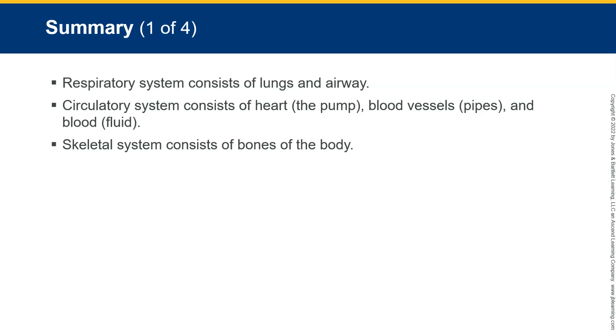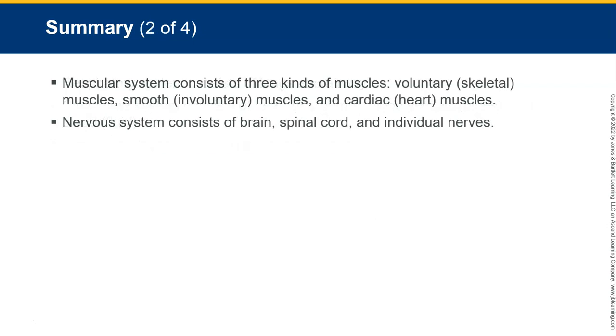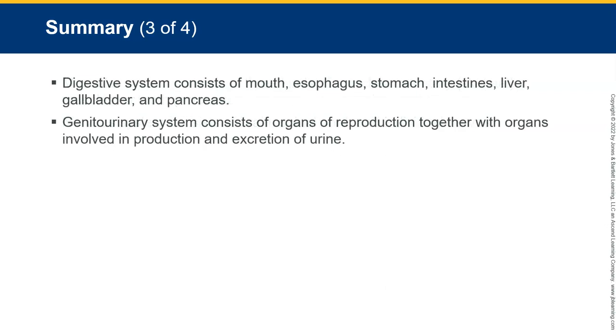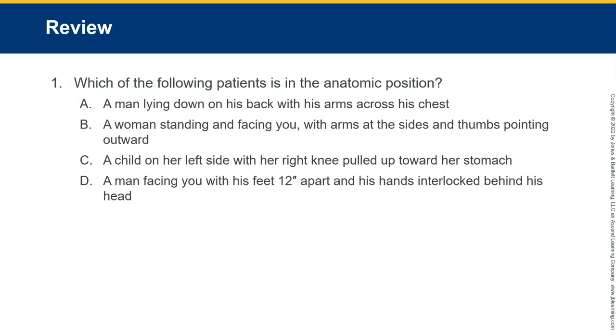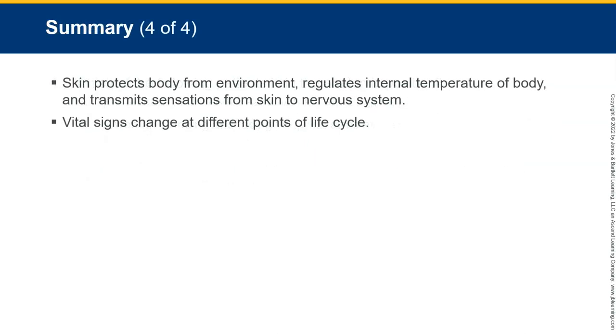So respiratory system: lungs, airway. Circulatory: we've got the pump, the pipes, and the fluid, right? The skeletal system consists of the bones of the body. We talked about some muscles and three kinds of muscles: voluntary or skeletal muscles, involuntary or smooth muscles, and we talked about the heart muscle being its own. Nervous system: brain, spinal cord, individual nerves. We talked about a lot, didn't we? Digestive and genitourinary, or however you pronounce that. Skin and vital signs and why those are important. So that is where we are.